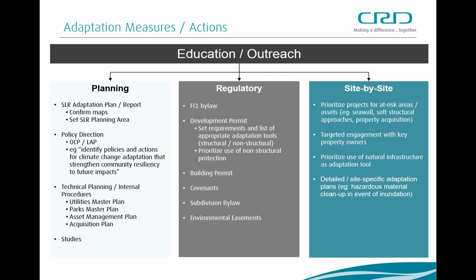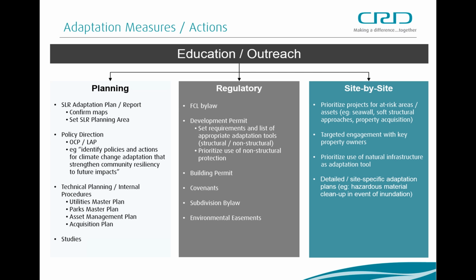So within the planning column there, we found that some would really like to pursue a sea level rise adaptation plan, or an adaptation plan with sea level rise considerations, and part of that would be confirming the initial maps, adding different or additional criteria if they wish, and setting sea level rise planning areas that could potentially inform regulatory responses.